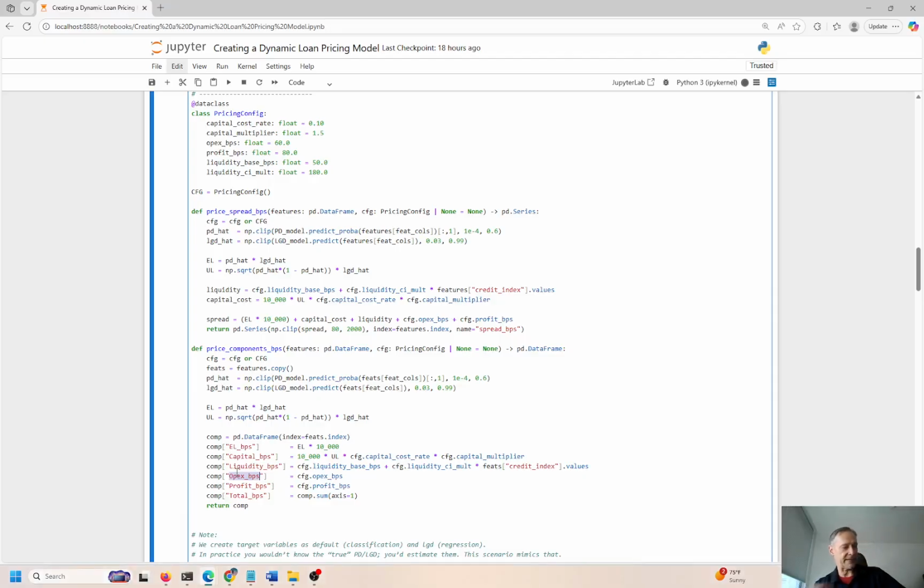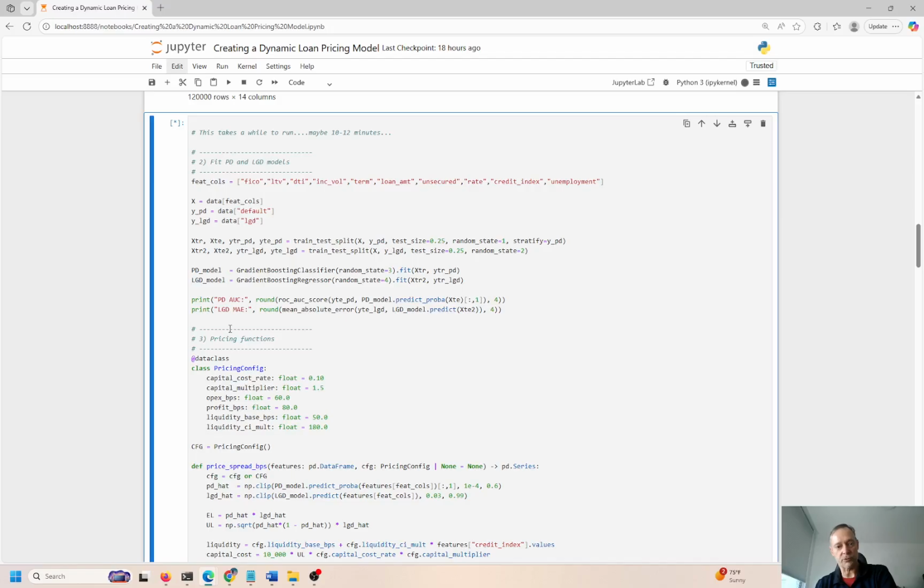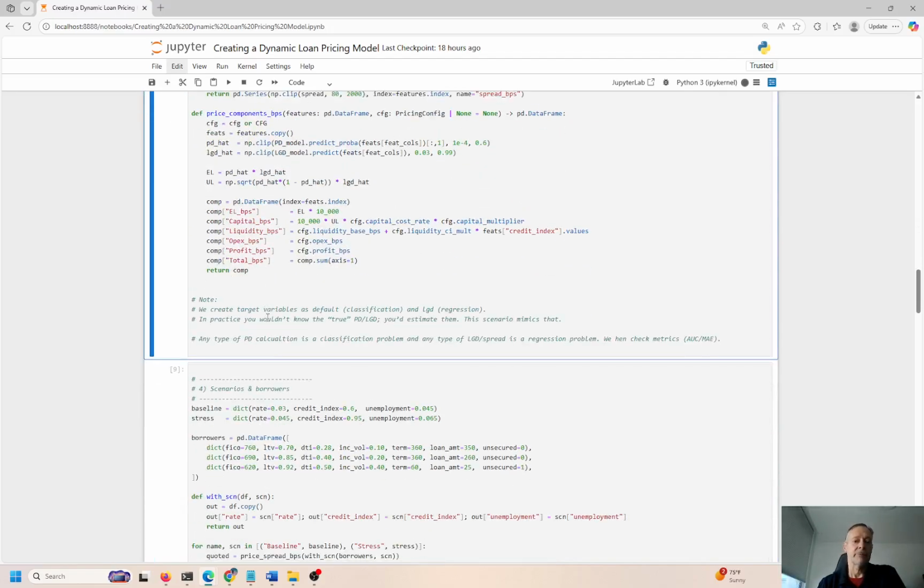We have Opex or CapEx. CapEx is more of a long-term investment that pays off over a period of time, more like a hard tangible asset. And Opex is more like, okay, how much does it cost for electricity? How much does it cost for rent, right? What are these costs associated with the operations of this business? Profit in basis points and then total basis points over here. So let me hit Control Enter to run it. Okay, and we should have our results.